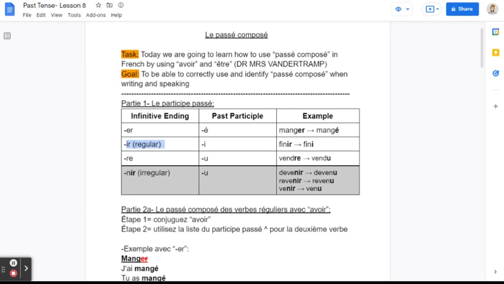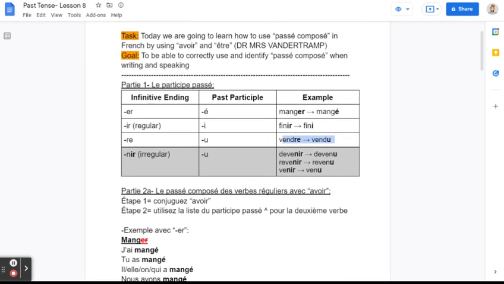For IR regular verbs, it's going to have a past participle of I. For example, the verb finir would change into fini with an I. For RE, it's going to change into U. For example, vendre would be vendu. I've also put one irregular infinitive ending. With NIR endings, these are IR endings, but usually the ones that have an N before it, like devenir, that would have a past participle of U. So devenir, devenu, revenir, revenu, and venir would become venu.